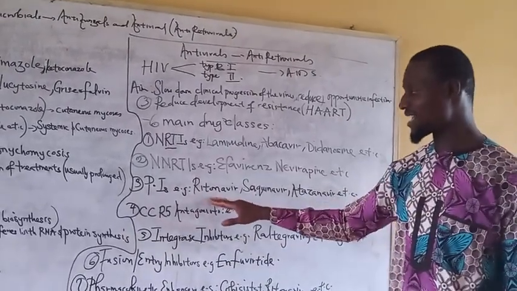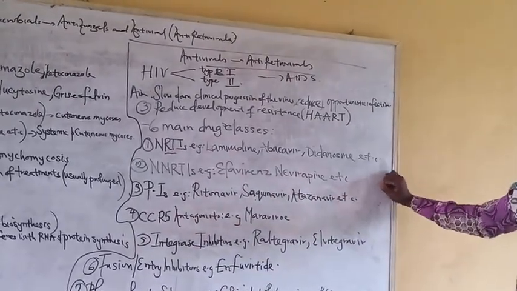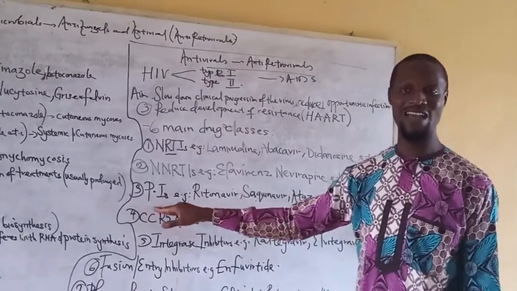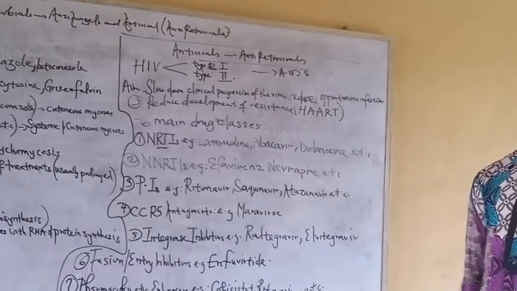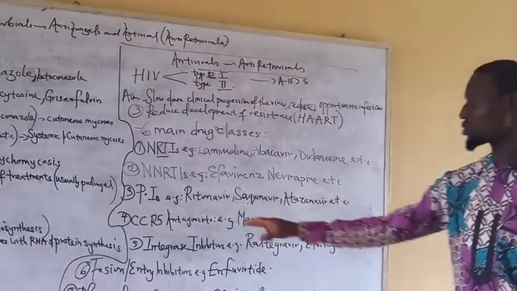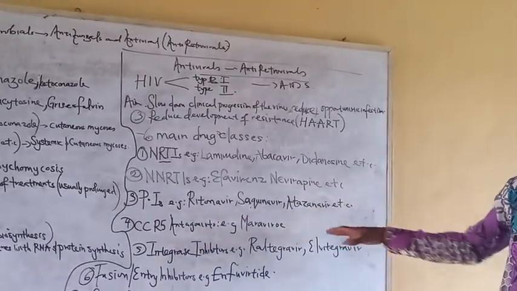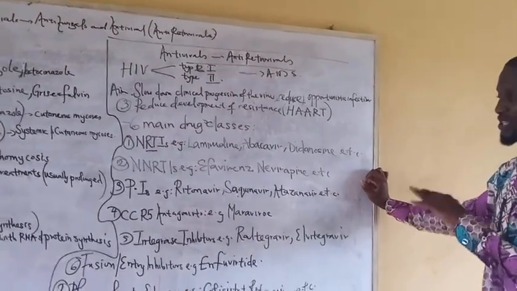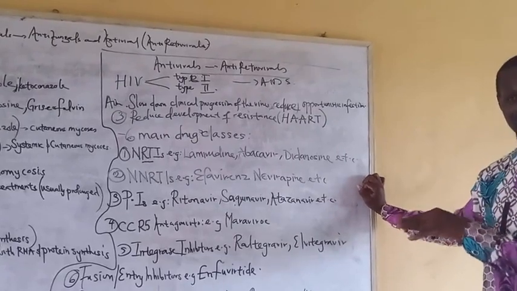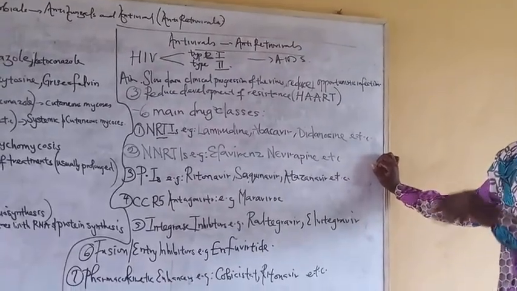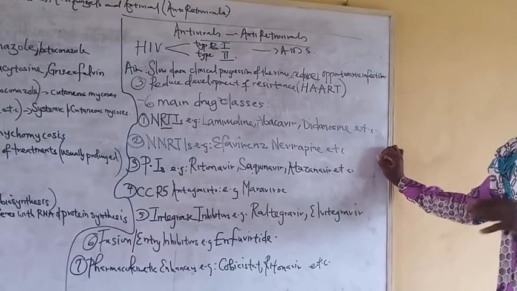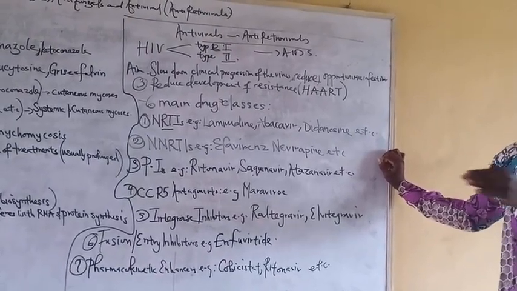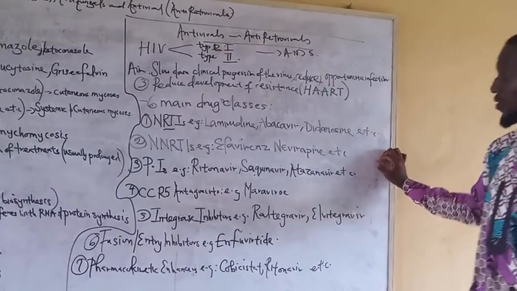The third drug class here are the PIs, which are protease inhibitors. The proteases are also enzymes in the HIV that are inhibited by drugs like ritonavir, saquinavir, and the likes of them. So the MOA of the drugs aims to inhibit the proteases. Proteases are also enzymes needed by HIV to help them migrate into the host cells and deplete the CD4 cell count.